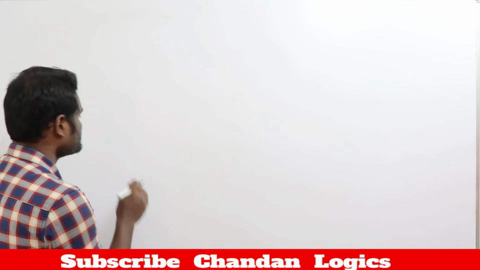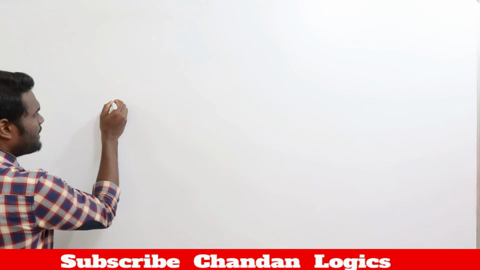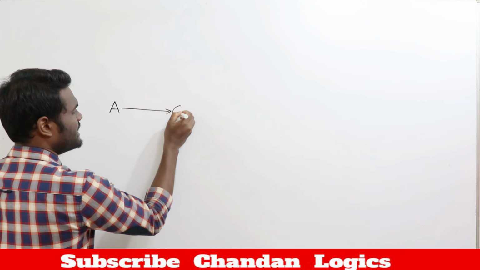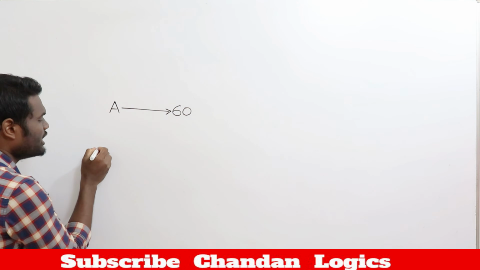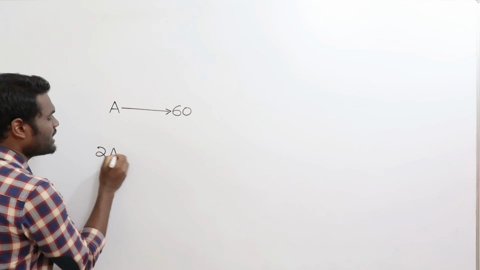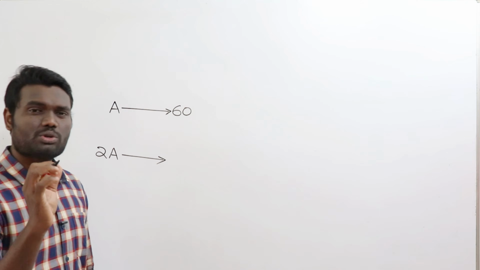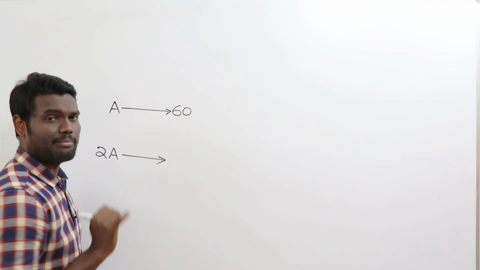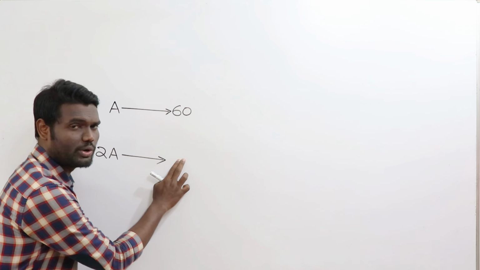Okay, let us look at simple basic points here. Let us say an example: A can complete a piece of work in 60 days. If A can complete a piece of work in 60 days, then 2 A's can complete the work in how many days? This was a simple question. If A is going to work, he takes 60 days of time. Then if 2 A's are going to work, how many days will it take?